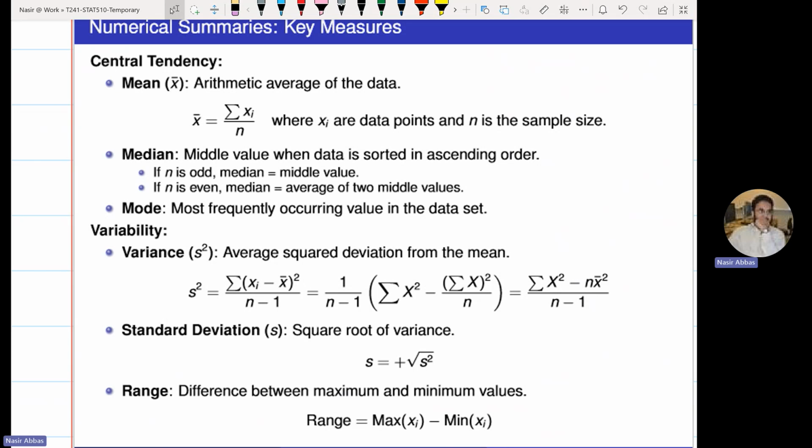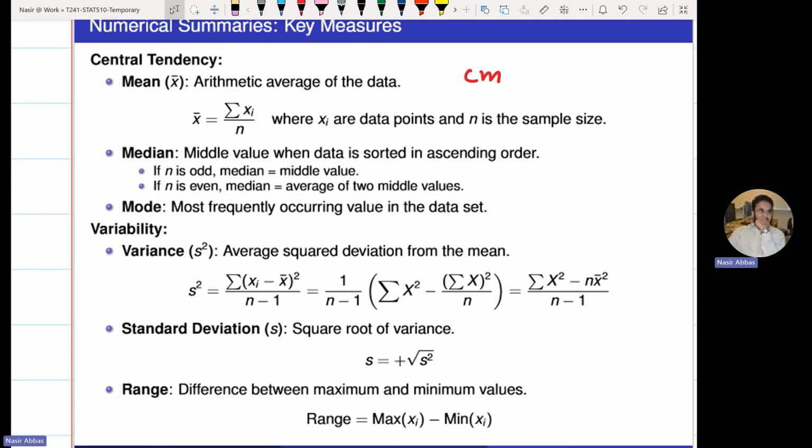What is the unit? Let's say your x is the height of students. What will be the unit of x in this case? Centimeters, let's say. What will be the unit of x bar? This x is in centimeters. If you add centimeter plus centimeter plus centimeter and divide by a unitless number, the result will be in centimeters. If x is centimeters, x bar will also be centimeters. Clear?